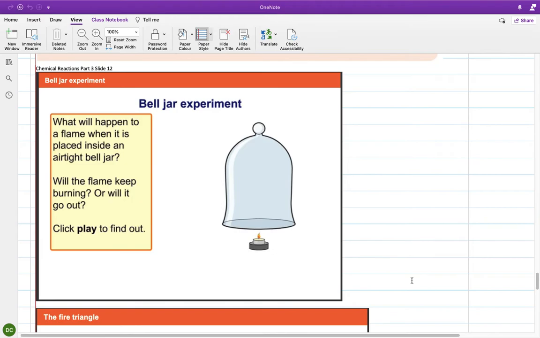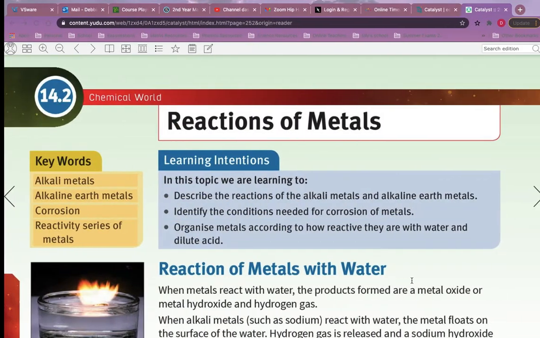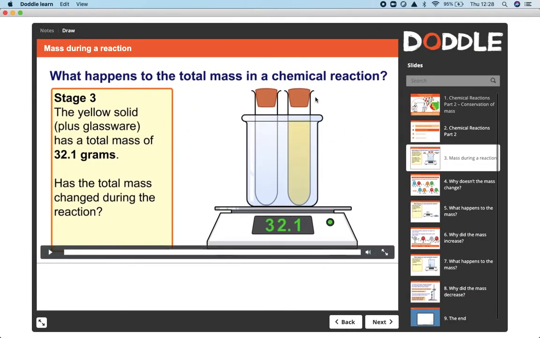So this is a nice little experiment. I'm just going to show you here. It's on this thing as well.